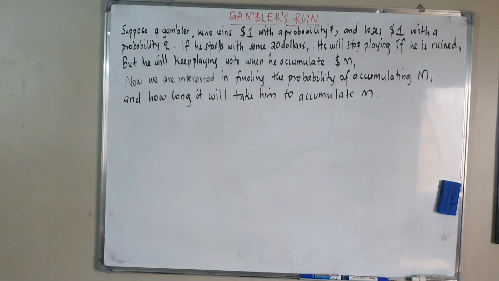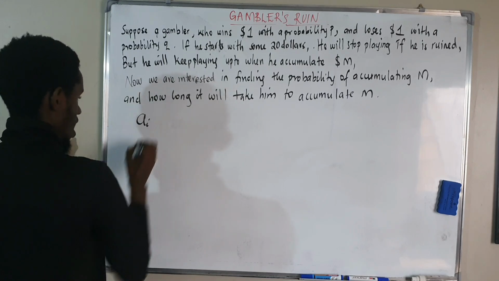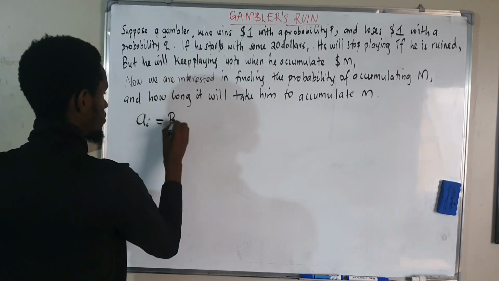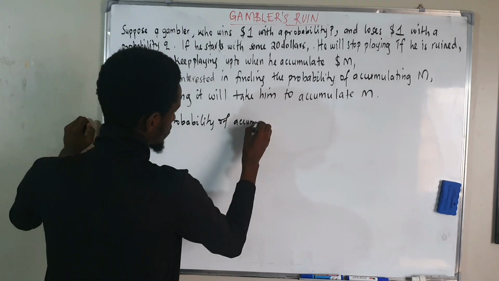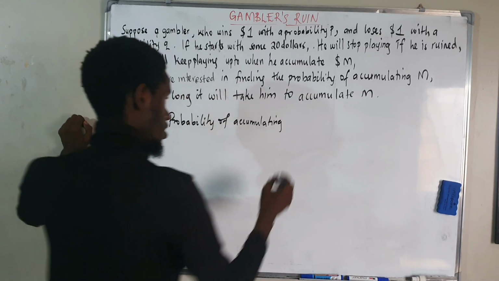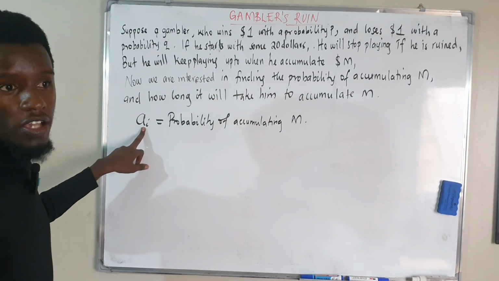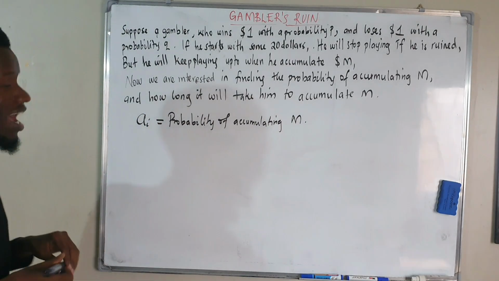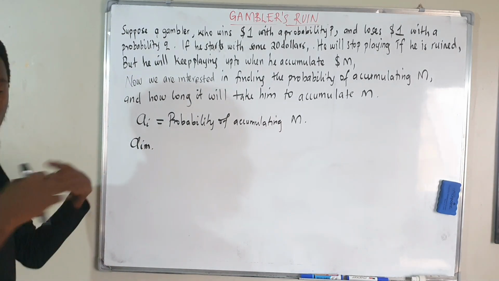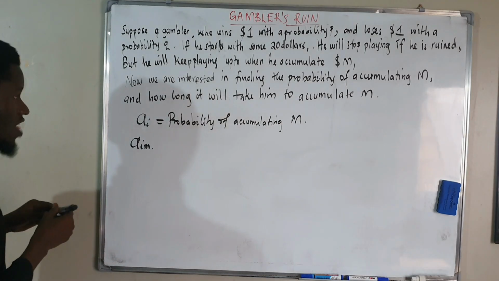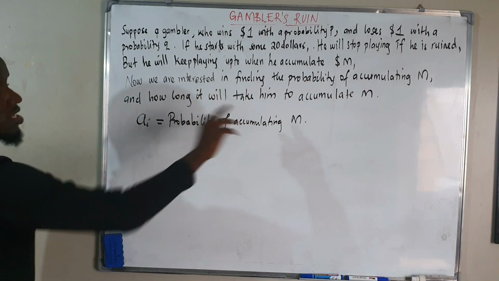Now let us define our probability. Let A_i be the probability of accumulating M. This A_i means the probability of me reaching M starting from state i. I may also write A_iM, meaning that I want to reach M starting from state i. Like I have $2 now, but I want to win M dollars later. Therefore, I can write it in either format, but I'm going to use A_i, meaning the probability of accumulating the M dollars.